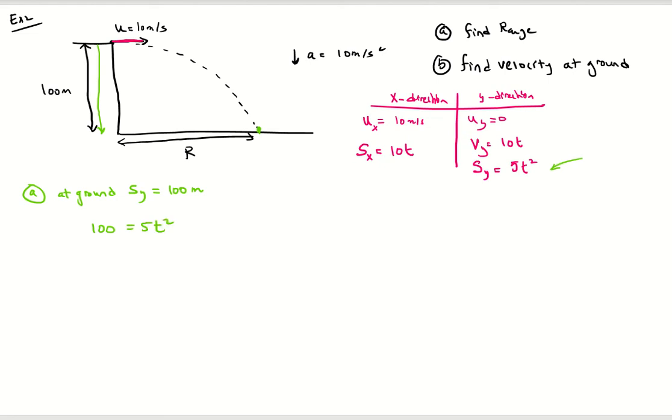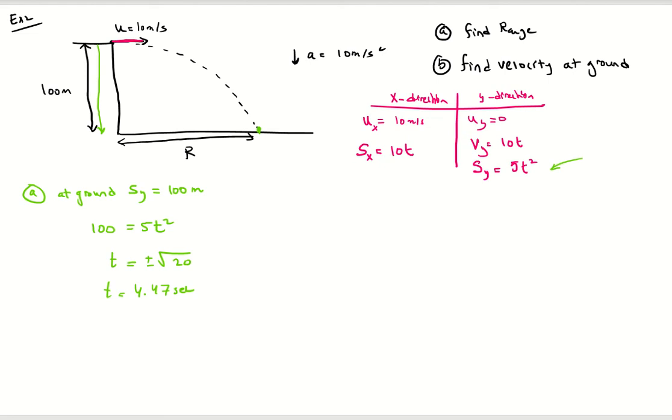So it's 100 over 5, okay? Which means that t is plus or minus radical 20. Of course, the negative is going to be neglected because there's no negative time. I'm going to take the positive. So the square root of 20 is 4.47. So at the ground, t is equal to 4.47 seconds. So after 4.47 seconds, it reaches the ground.